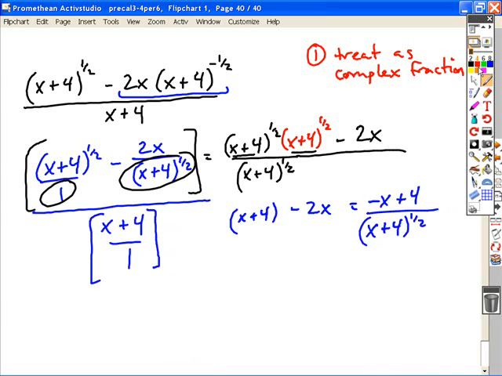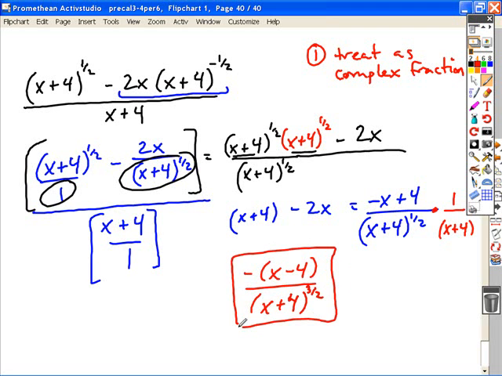But instead of dividing, we're going to treat this as multiplying by the reciprocal. So we take this x plus 4 from the numerator, we're going to write it in the denominator. And we're going to move this 1 into the numerator. And so here we get, again, let's say we factor out that negative, x minus 4 all over, and we have this common base in the denominator, x plus 4 to the 1/2 plus 1 is 3/2. Okay. And so you wind up with the exact same thing, only we treated it as a complex fraction here instead of as a factoring problem.